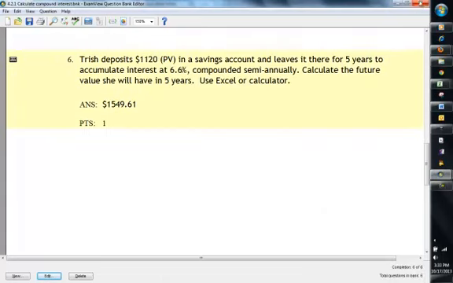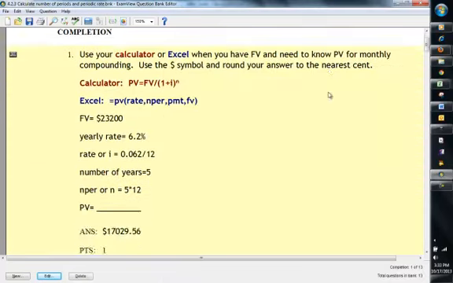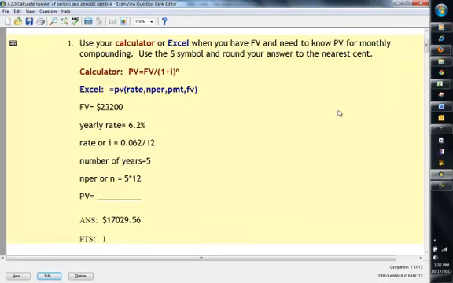Next, in lesson or part 3, we are looking for number of periods in periodic rate. Let's look here at some of these problems.